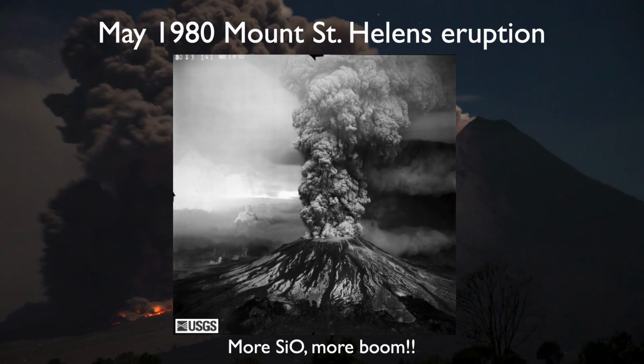Igneous rocks are produced whenever we have volcanic eruptions, such as the May 1980 Mount St. Helens eruption. So, if we have more silicon and oxygen, we have more power ejected from these volcanoes.